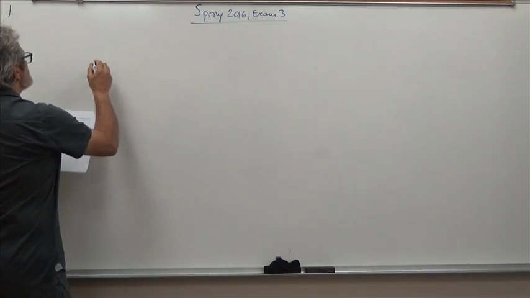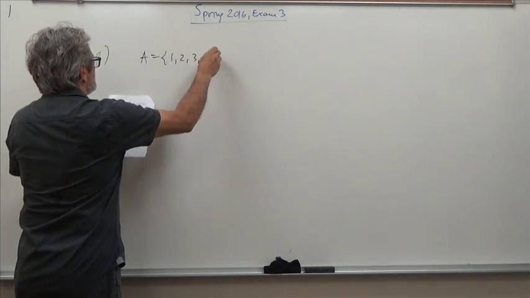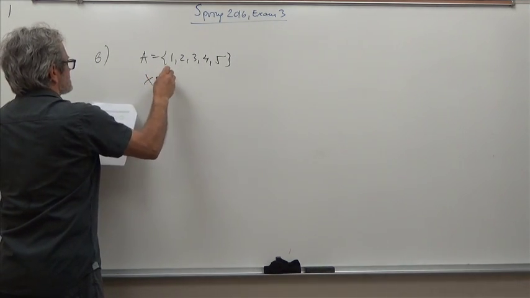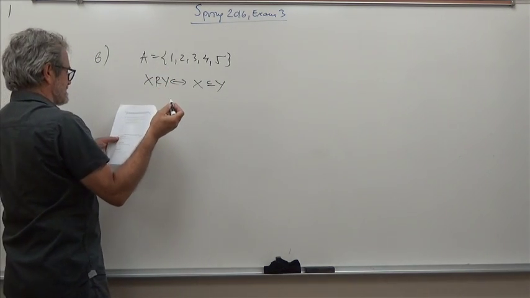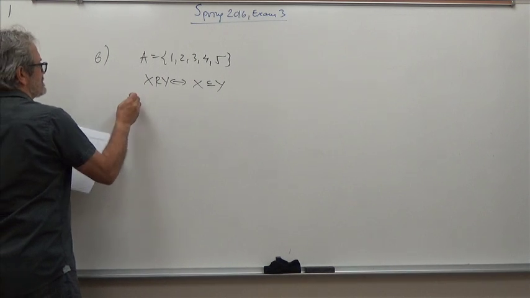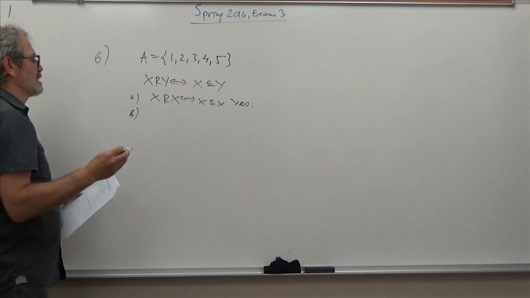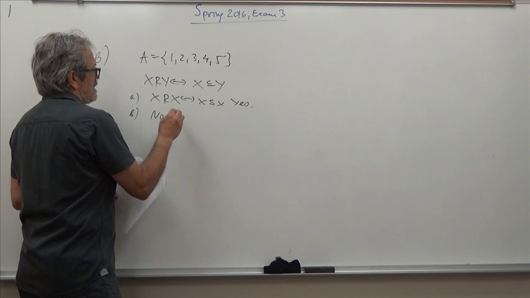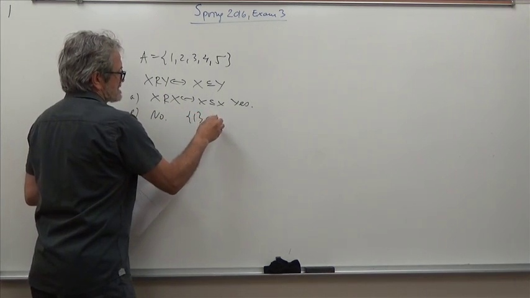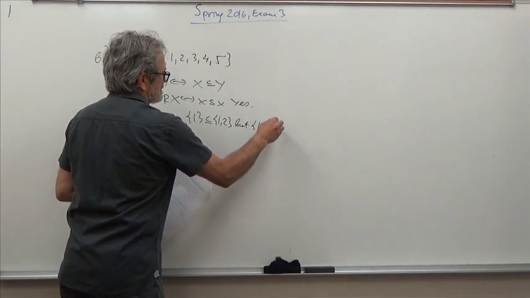Problem number 6. So A is {1, 2, 3, 4, 5}. And the relation is X R Y if X is a subset of Y. It's a relationship not among the elements, but about subsets of A. So the first question is, is it reflexive? Is every set a subset of itself? The answer is yes. Every set is its own subset. Is it symmetric? No. Why? Because {1} is a subset of {1, 2}, but {1, 2} is not a subset of {1}.